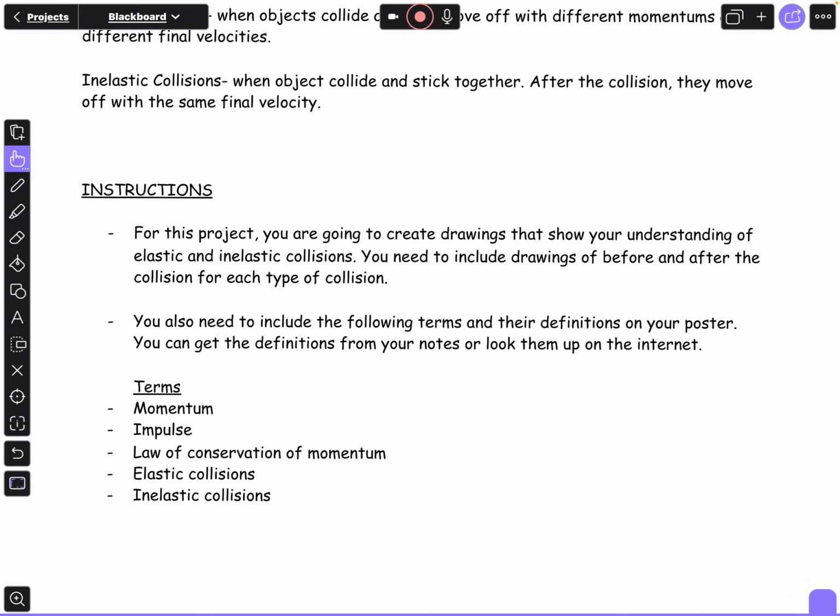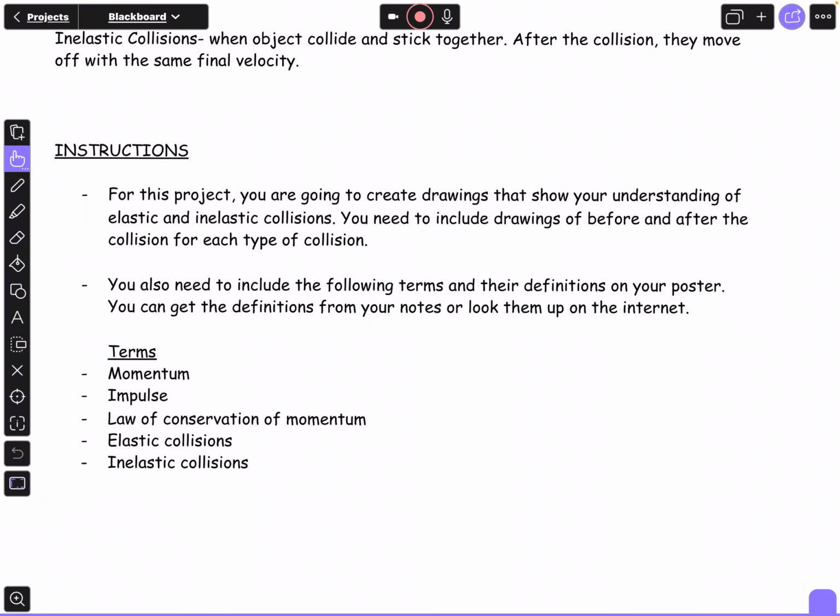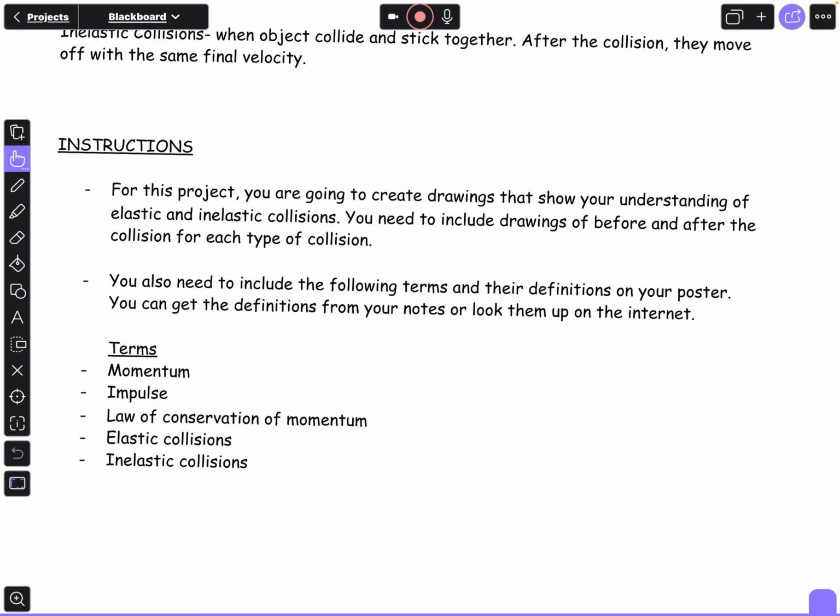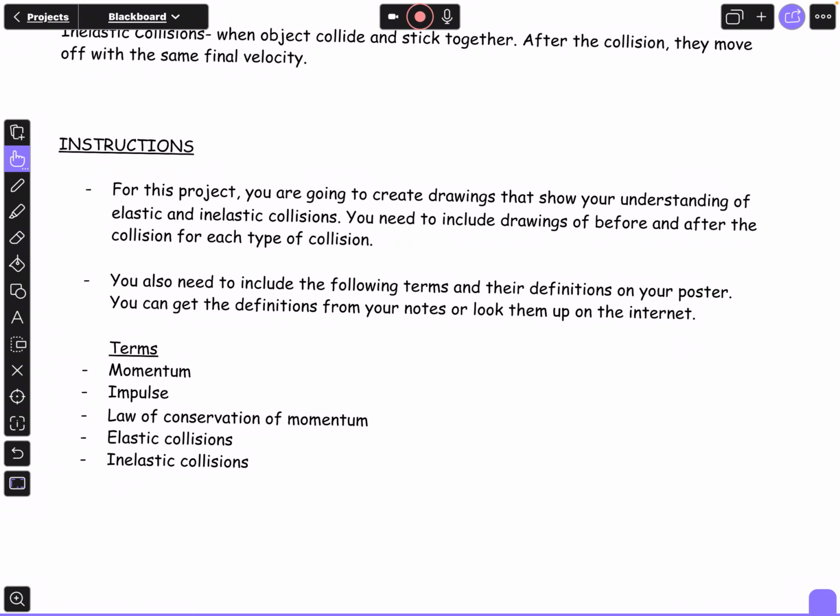So for the instructions for this project, you're going to create drawings that show your understanding of elastic and inelastic collisions. You need to include drawings of before and after the collision for each type, so that'll be a total of about 4 drawings. You also need to include the following terms and their definitions on your poster. You can get the definitions from your notes or look them up on the internet, and those are momentum, impulse, law of conservation of momentum, elastic collisions, and inelastic collisions.